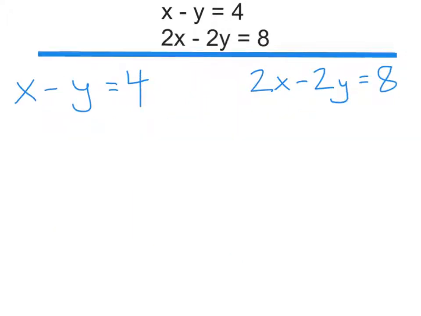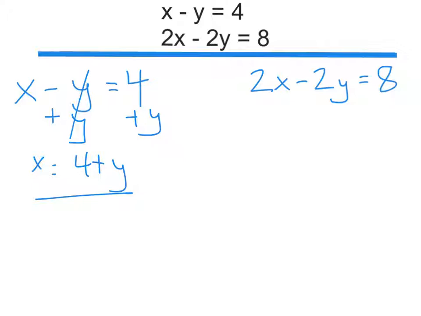Okay, a couple more quick examples. Here we have our two equations. We're going to solve one equation for one variable, and again, because it's nice and easy, I'm going to solve for this x. All we have to do is add the y over. So we'll do plus y to both sides. We get x equals 4 plus y. That is now our substitution equation. We'll plug it into the other equation for that x. 2 times, and instead of x we have 4 plus y, minus 2y equals 8. Okay, this is one equation with just y, so we can solve it for y.